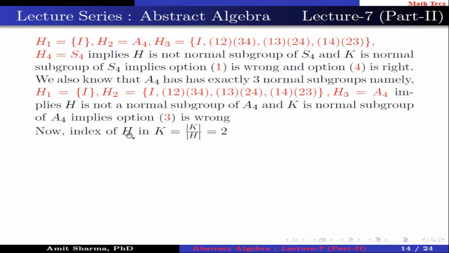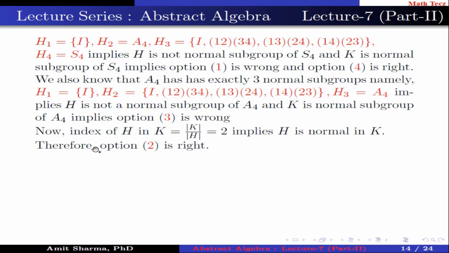Now the index of H in K is equal to order of K by order of H, which is equal to 2, implies H is normal in K. Therefore option 2 is right. Hence options 2 and 4 are true.